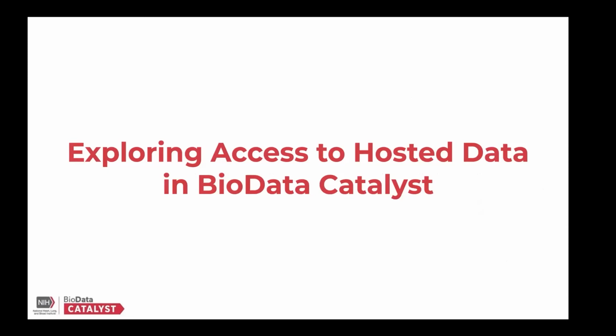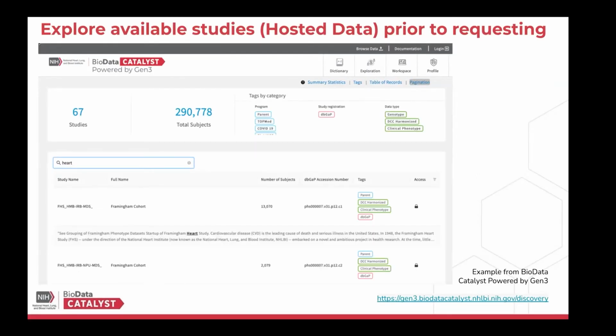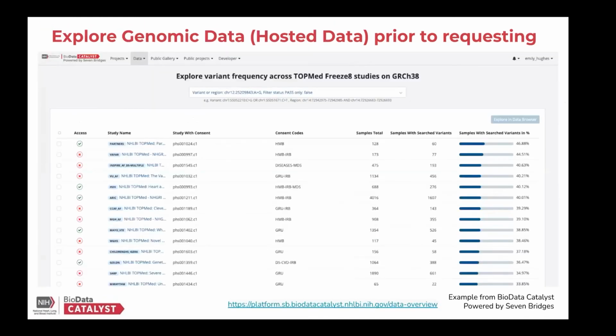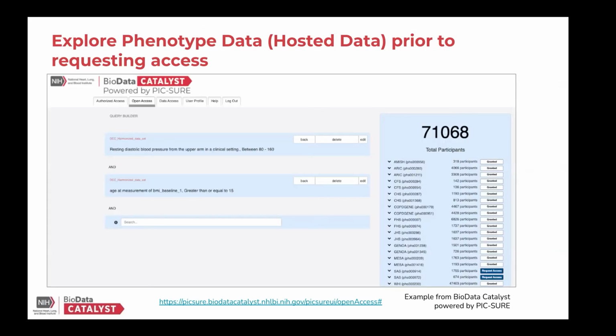Now we'll talk about exploring access to hosted data in BioData Catalyst. These next few slides are just going to be some examples of exploring some of the available studies. Here's an example from BioData Catalyst powered by Gen3, exploring available studies, the hosted data prior to requesting. And here's an example from BioData Catalyst powered by Seven Bridges, exploring the different genomic data sets that are available. And an example from PIC-SURE, exploring the phenotype data.